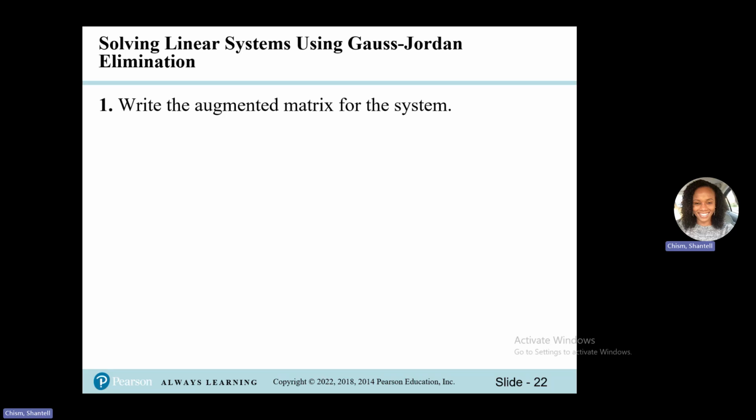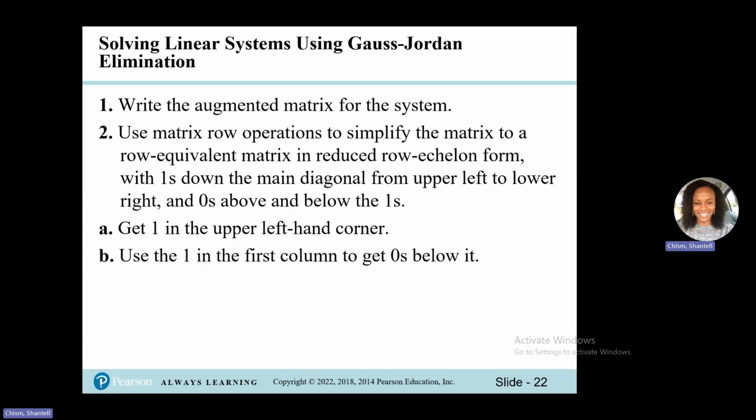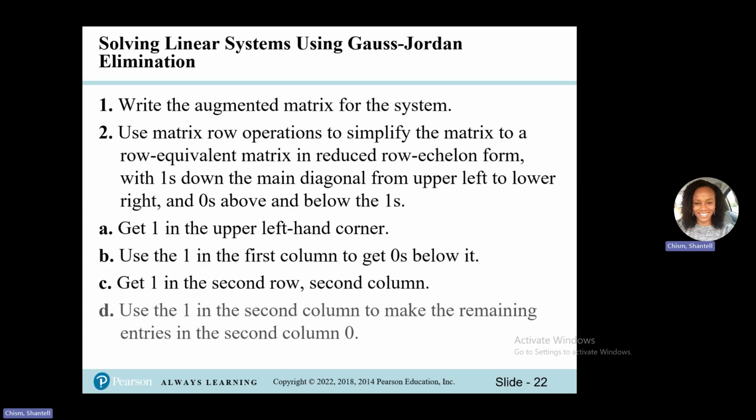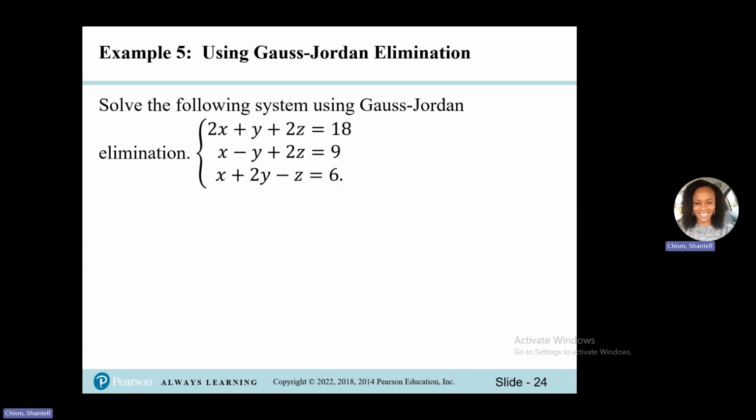So it says solving linear systems using Gauss-Jordan elimination. It says write the augmented matrix first, and then use matrix row operations to simplify the matrix to a row equivalent matrix in reduced row echelon form. So I'm going to show you here, but then I'm going to show you on the calculator. The first thing we need to do is get ones in the main diagonal and then zeros below it. I'm just getting through here so you can see. So take a look at this system. Here's the system, and we're told to use Gauss-Jordan elimination.